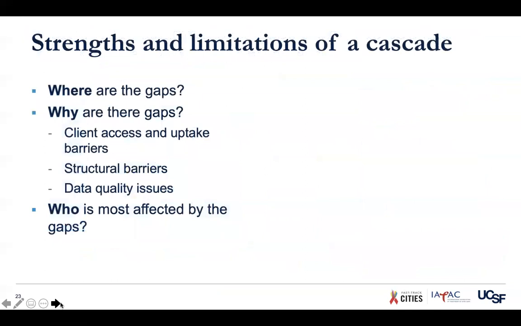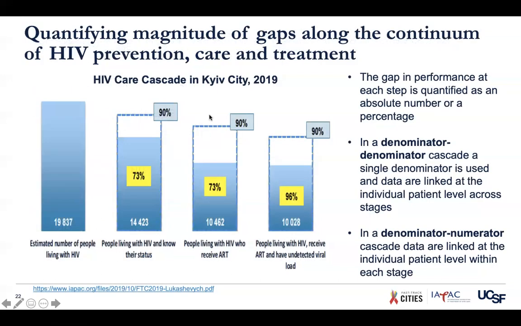Okay, so the cascade is great for pointing out gaps. So just to go back here, you can see this big gap here, right? It's the difference between people who actually know they're infected and people who are in care, right? That's a big gap.